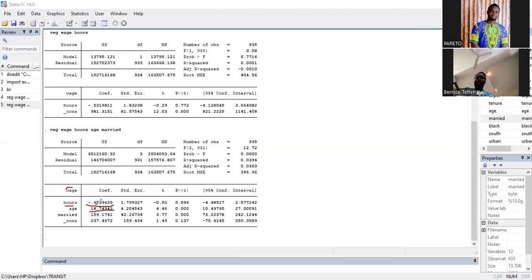So if you are a worker and you try to increase the number of hours that you work per week by just 1 hour, your wage will decrease by 0.95.